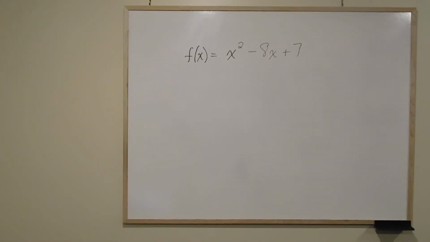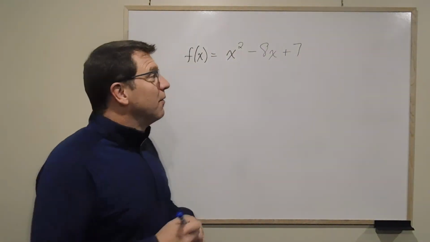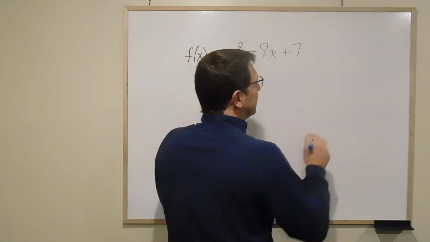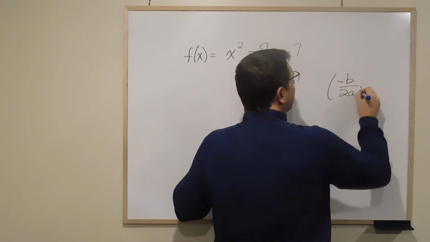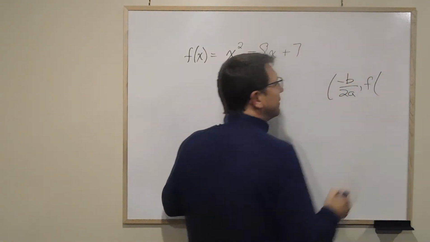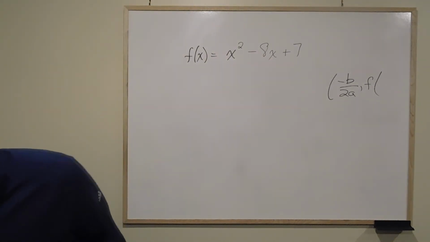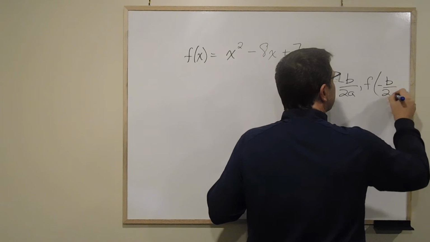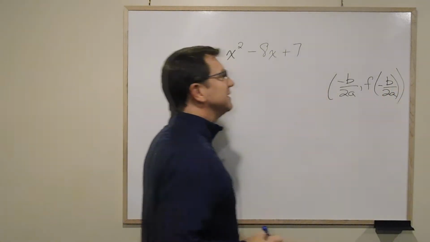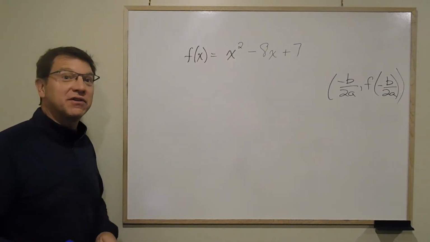Okay, let's clear up some terminology here and see what's going on in this slide. What they've got here is negative b over 2a, and the function of the same thing. So what is that? They're saying that's where you get the vertex.